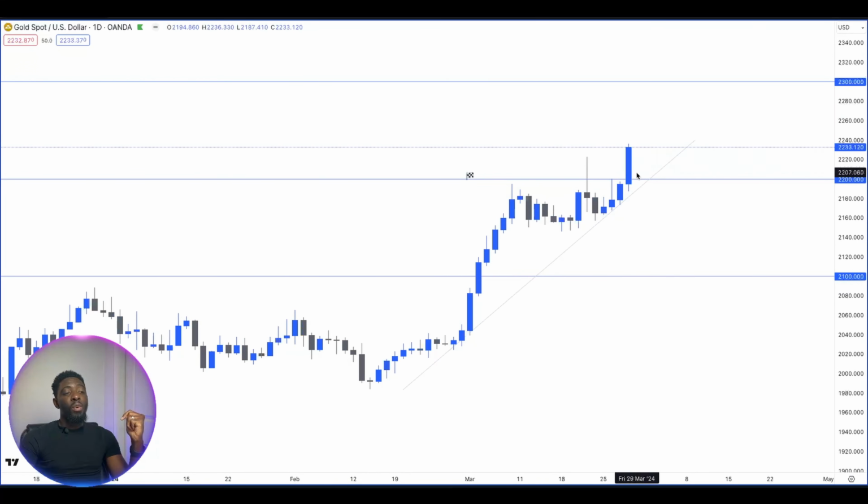Again, we have the psychological number right here. We have another psychological number right here. When price goes through one psychological number, it tends to pull back to this psychological number. It gets a test of this area, and then you see prices moving to the upside. You combine this principle with the fact that price is respecting this trend line that is building up.